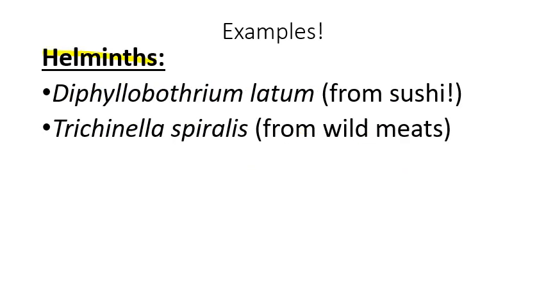Helminths, two examples of helminths that we've learned already and that you should memorize as soon as possible. Diphyllobothrium latum infects sushi and fish if it's not prepared properly. Trichinella spiralis causes trichinosis, and it is caught from people who hunt wild animals and then eat the wild animals that they've hunted without cooking the meat properly. You can get a bad case of trichinosis.